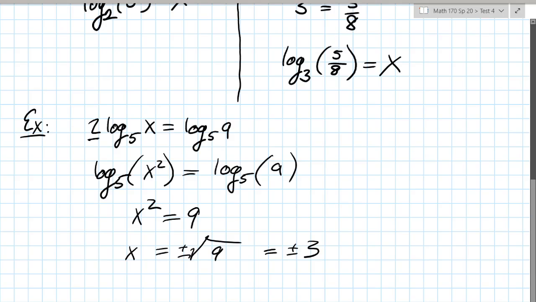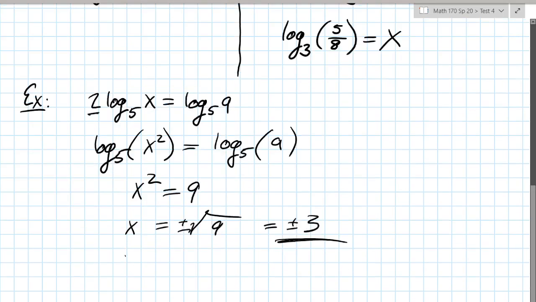Now we have to be careful when we have log functions at the beginning of the problem, because it's possible that we find an extraneous root, that is a solution that doesn't really work for the original domain of the problem. We know from an earlier section that the domain of a log function, the stuff you can put inside of a log function, are positives. So if we try to put negative 3 into this problem, it doesn't work. If we try to put positive 3 into the problem, it does work. So our solution set is only 3 and not negative 3.